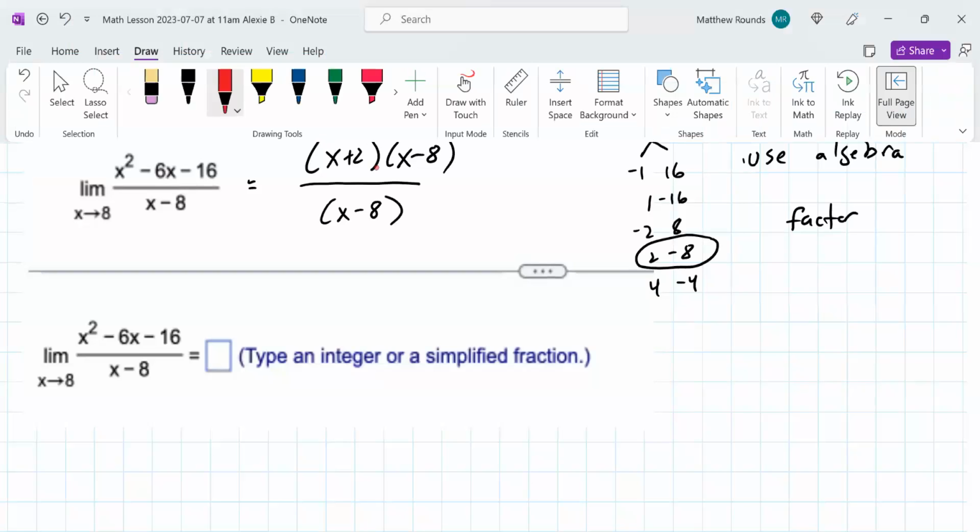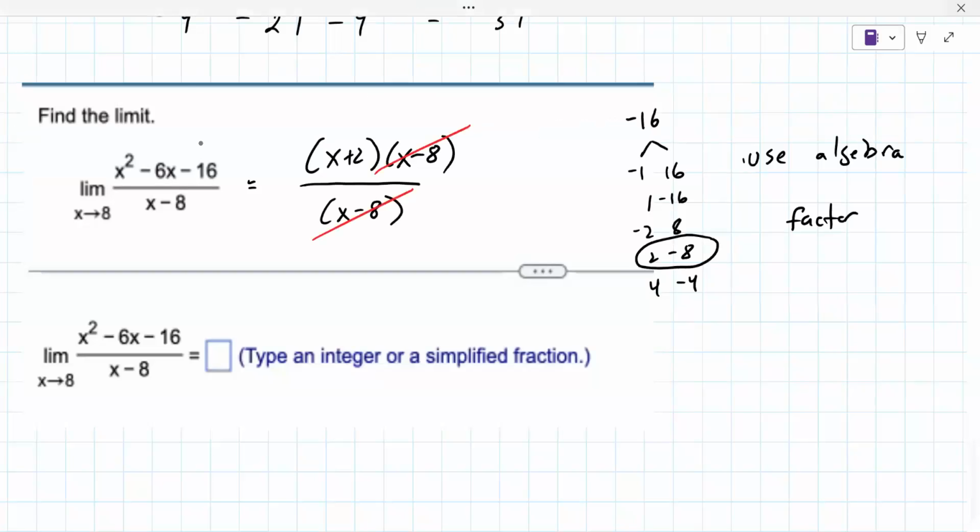And now if the factors cancel, you just restart. It's the limit as x approaches 8 of x plus 2. And you go back to your very first strategy of just, sorry, 8, not infinity. You go back to your strategy of just putting the number in. So this becomes 8 plus 2, which is 10. Okay. So it's all about having a strategy here. You've got to know what steps to do in what order.